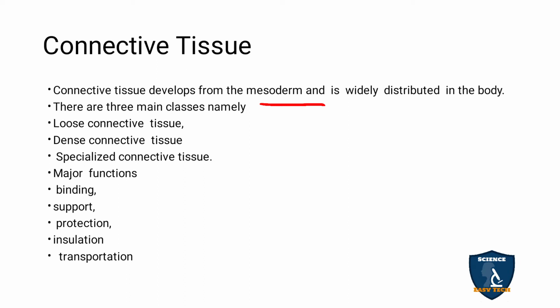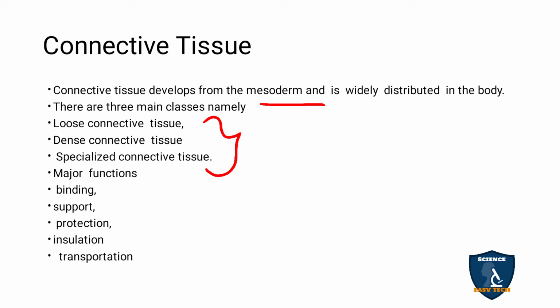There are three main classes: loose connective tissue, dense connective tissue and specialized connective tissue. And the functions are binding, support, protection, insulation and transportation. So these are the functions of the connective tissue. It gives binding to the other tissue. It is joined with other tissue for work. While joining with the other tissue, it gives support to the particular tissues.